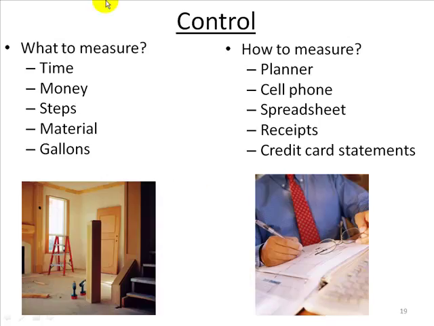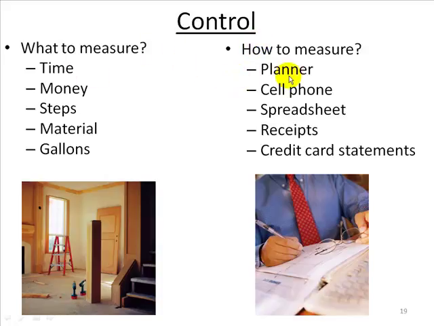So, in addition to thinking where we might be using extraneous resources, we need to begin to decide what it is we can measure. Are we going to measure time? Are we going to measure money? Are we going to measure the number of steps, the number of times we touch a piece of paper? Are we going to measure the material that we've used, the gallons that we've used of water or ice cream or gasoline? How are we going to measure it is another important part of the control process, getting feedback about how well we're doing. Remember, that's what control means.